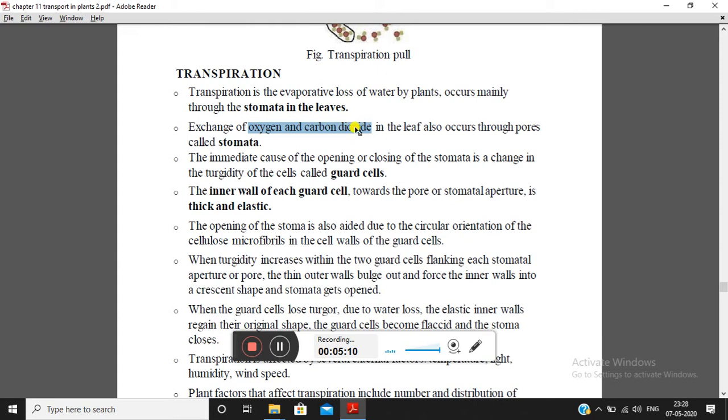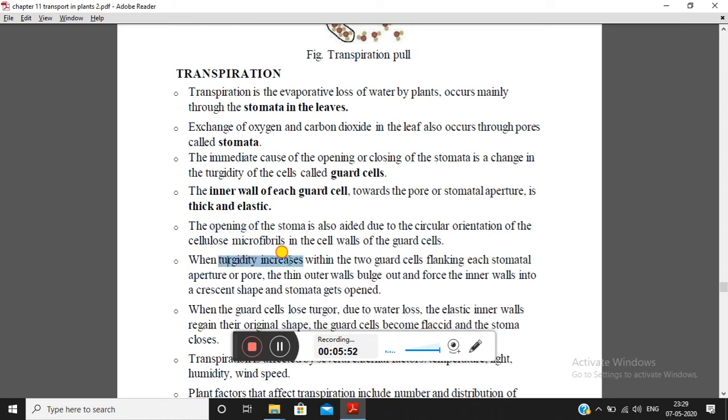The inner wall of the guard cell, which is facing towards the pore or the stomatal aperture, is thick and elastic. The opening of the stomata is also aided by the circular orientation of cellulose microfibrils which are present in the cell wall of the guard cells. So the stomata can be opened because of the presence of cellulose microfibrils, which have a circular orientation. Due to these microfibrils, opening of the stomata takes place.